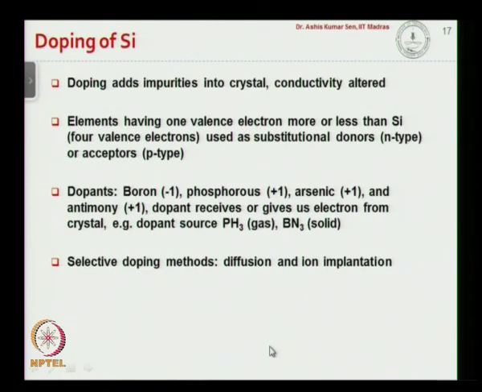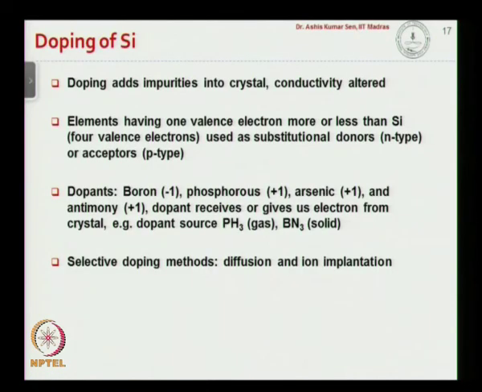As I was saying, what does doping do? Doping basically modifies the impurity level in a semiconductor like the silicon substrate. So the conductivity gets modified. As you see here, it adds impurities into the crystal, so the electrical conductivity gets modified.